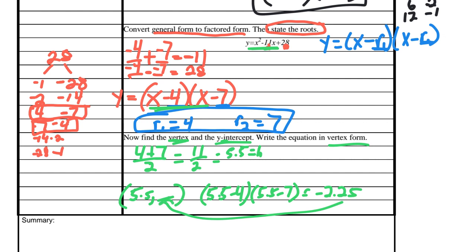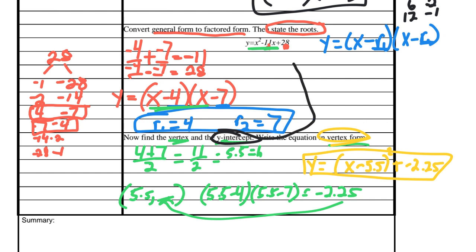So that's my vertex. Now I'm going to write it in vertex form. Vertex form is y equals parentheses x minus h, so my first number, 5.5, squared, and then plus my k, which is negative 2.25. So there's vertex form. And then lastly, the y-intercept, well, that was already given to us. The y-intercept is the c of general form. So the y-intercept is 28.